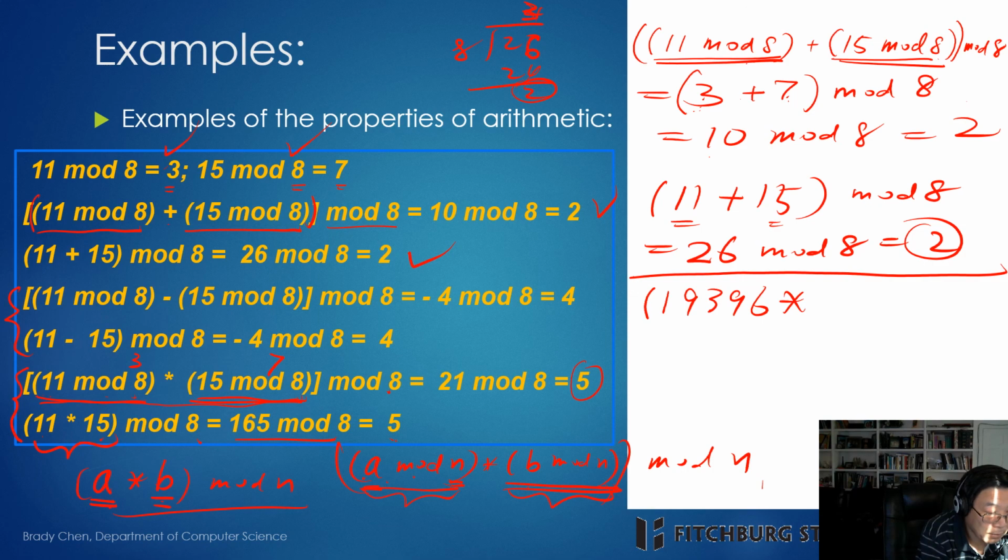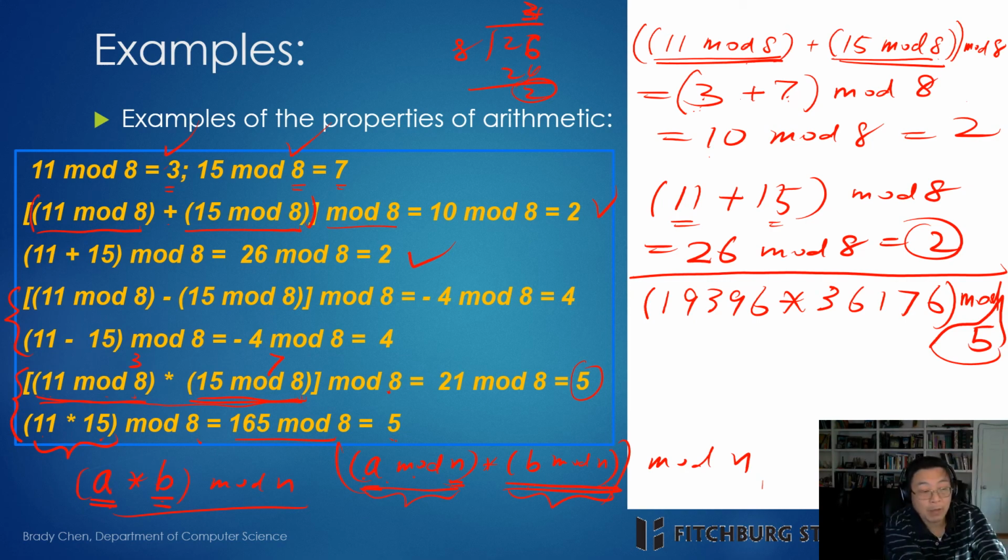Multiply, mod, let's say, 5. Mod 5. Think about this. Now, if we directly calculate this, we need to do the multiplication between two huge numbers.